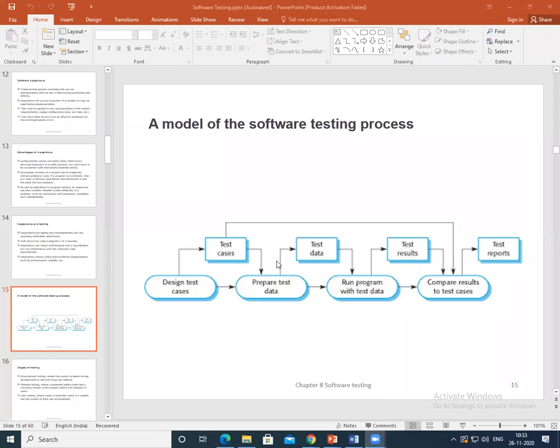So we have a few tools such as WinRunner and LoadRunner. These are automated testing tools wherein you don't have to supply the test cases. Automatically the test cases will be generated, right? Automatically test cases will be generated and the expected output will come. So this expected output will be validated with the results.